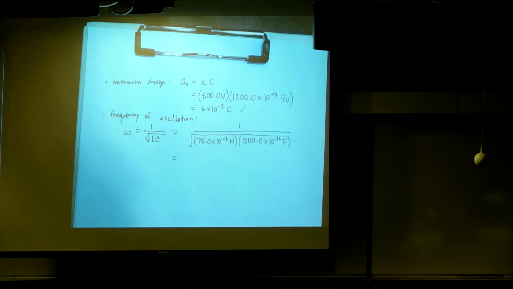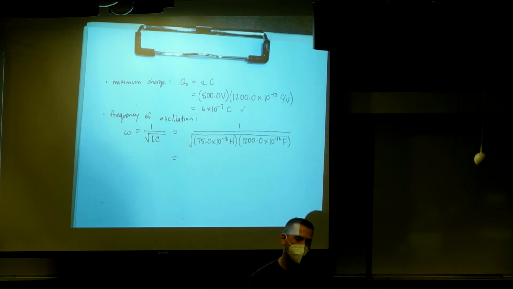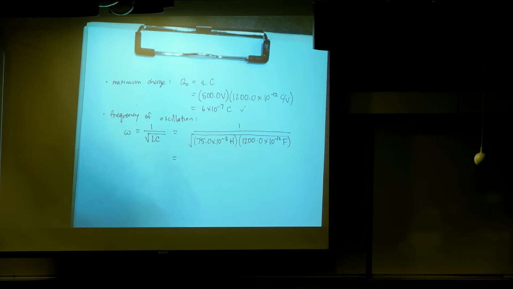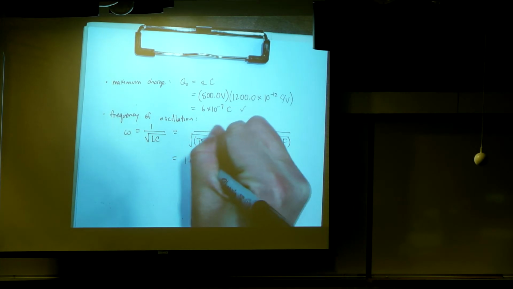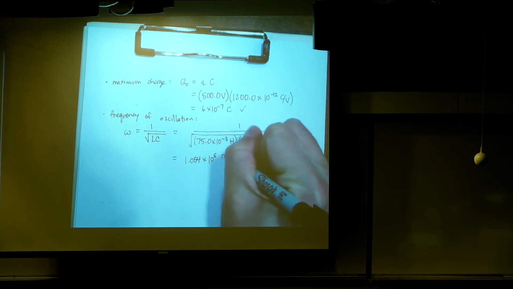Okay. So I'm just going to tell you something about these units, okay? Whenever we see omega, what unit are we thinking is going to come out? It's radians per second, okay? This is slightly different from hertz. Hertz is cycles per second. This is radians per second. The difference between the two is a factor of 2 pi, okay? So if you do this calculation, it comes out to 1.054 times 10 to the 5 radians per second.